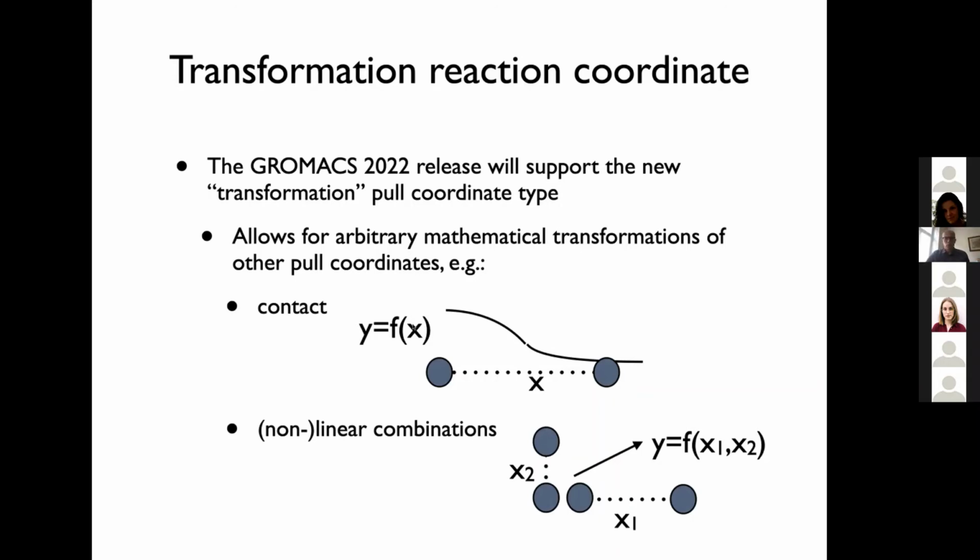So this means that I can, for instance, have a contact coordinate which counts high if it's close and low if it's far away, or you can have combinations, linear or non-linear, of multiple reaction coordinates, of multiple distances, for instance, or angles. So this makes the pull code enormously more powerful to create complex reaction coordinates, because you can just type the formula you want and have it act on multiple pull coordinates, or multiple other of these transformation coordinates. So this makes it much more versatile.